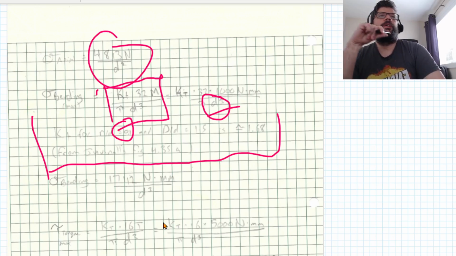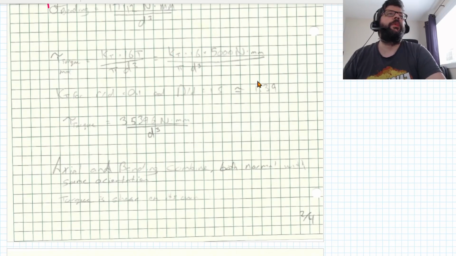So for the torque, the formula there is kT times 16T over pi d cubed. Our torque value there is 5,000 Newton millimeters. And of course we've got our pi there. And then the kT value for that, again eyeballing it roughly, looks to me to be about 1.39.